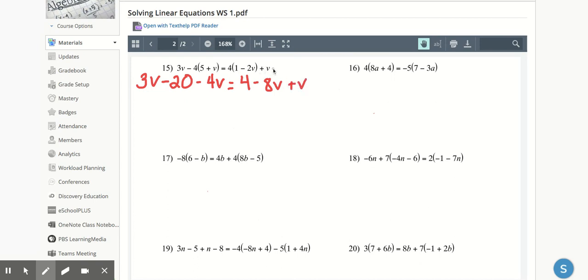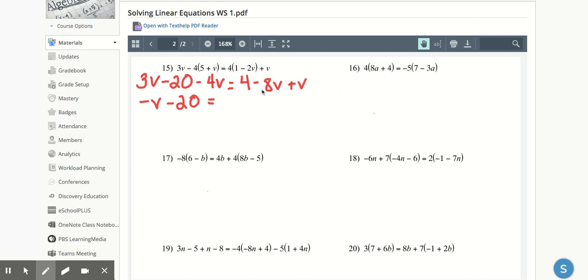So here, this v was not in the parentheses, so we don't distribute the 4 to it. Again, the 4 only goes to what's immediately following it in parentheses. So now we can combine like terms on each side of the equation first. On the left-hand side, I have a 3v and a negative 4v that I want to add together. So that's going to leave me with a negative 1v. And then I have that minus 20.